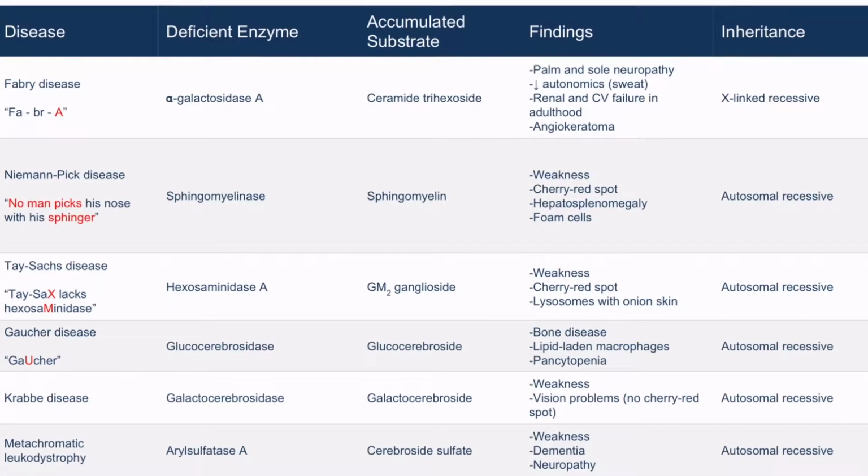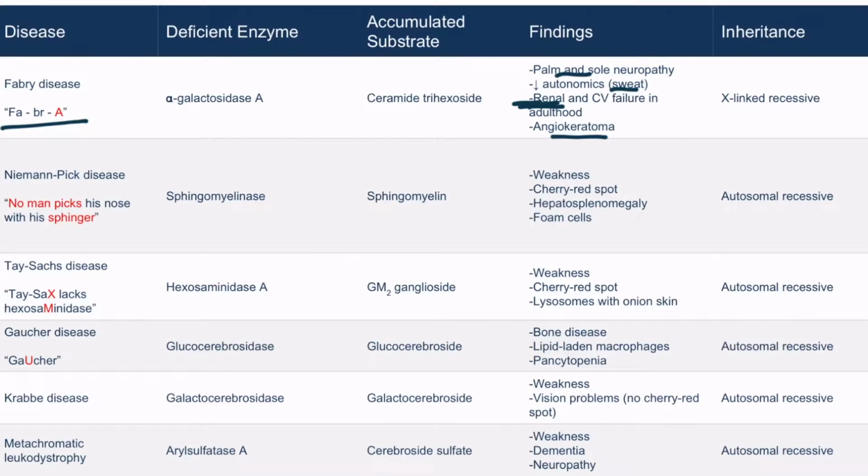From the summary table, recall that Fabry disease is the only lysosomal storage disease that results in renal failure. So other symptoms that would accompany Fabry disease include palm and sole neuropathy, decreased sweat, cardiovascular failure, and angiokeratomas.